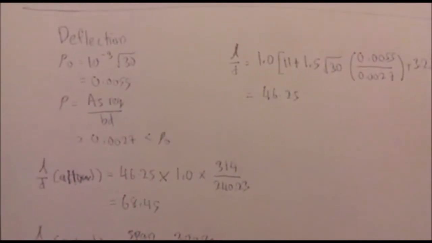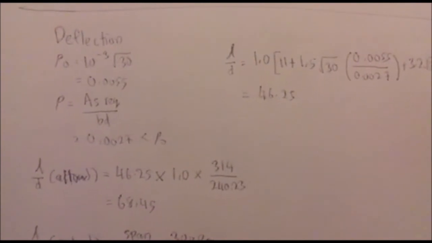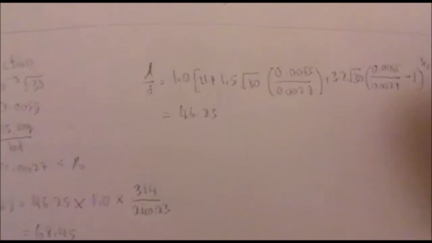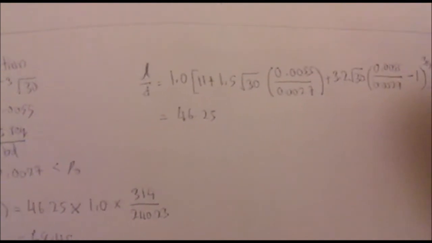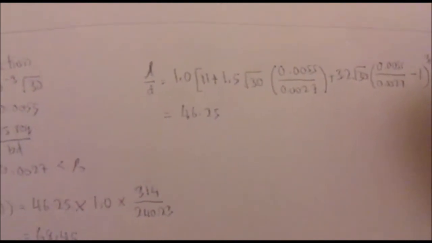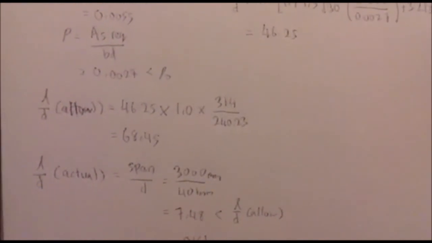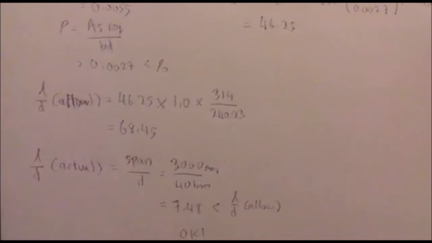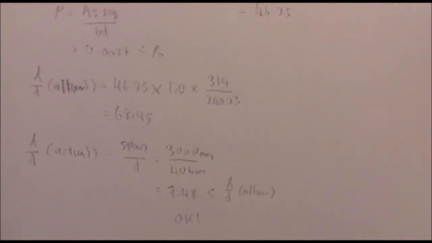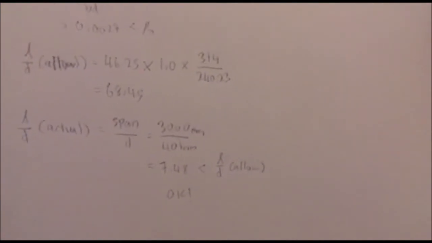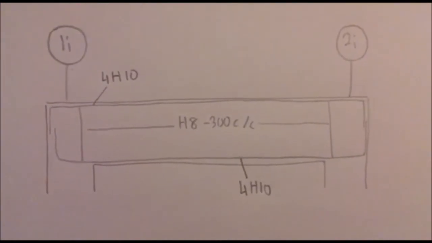Okay, then we proceed to deflection. Firstly, we need to find the P0 and P, then compare. If we got P lesser than P0, we will use this formula, which gives 46.25. Then we will proceed to find the L over D allowable and actual. Here the actual is lower than allowable, so it is okay. The beam detailing is as follows.